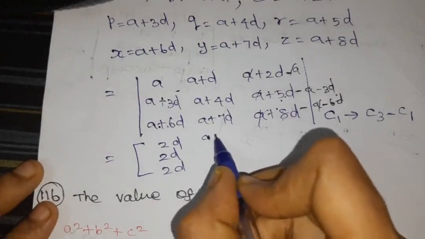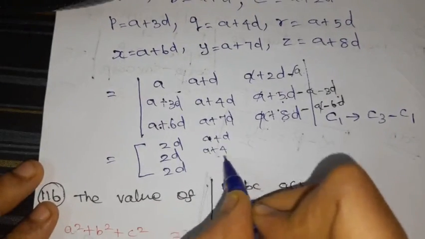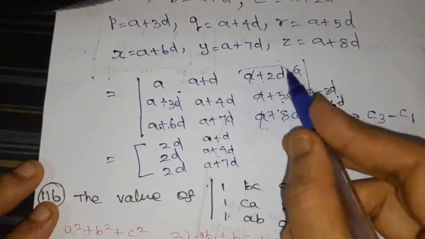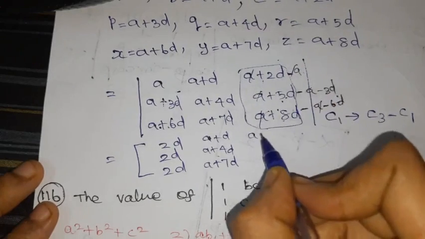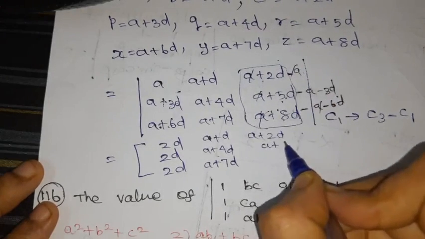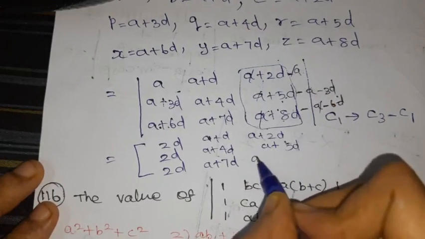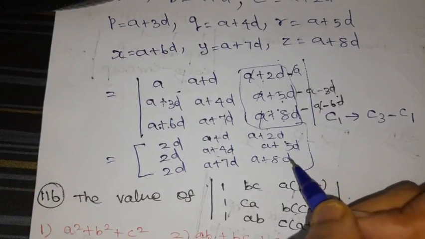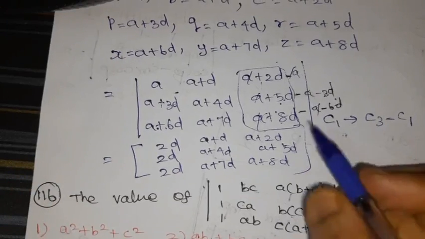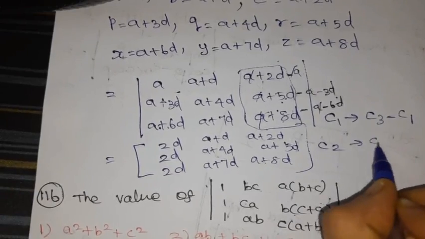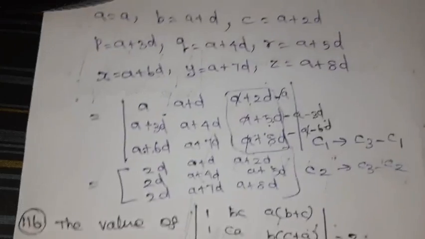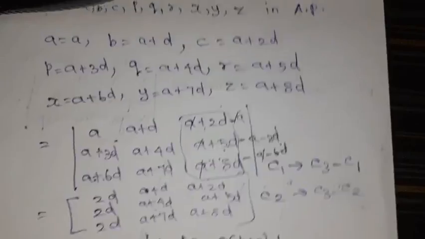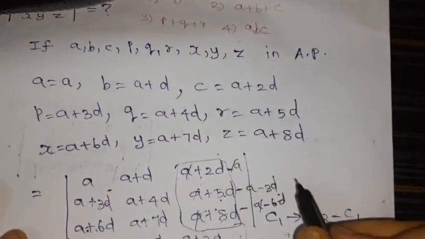Here A plus D, A plus 4D, A plus 7D. Here the C3 repeats the same: A plus 2D, A plus 5D, A plus 8D. So now what can we do? C2 is C3 minus C2. When we do C3 minus C2, what will go? Obviously A will go, so I will write here, guys.